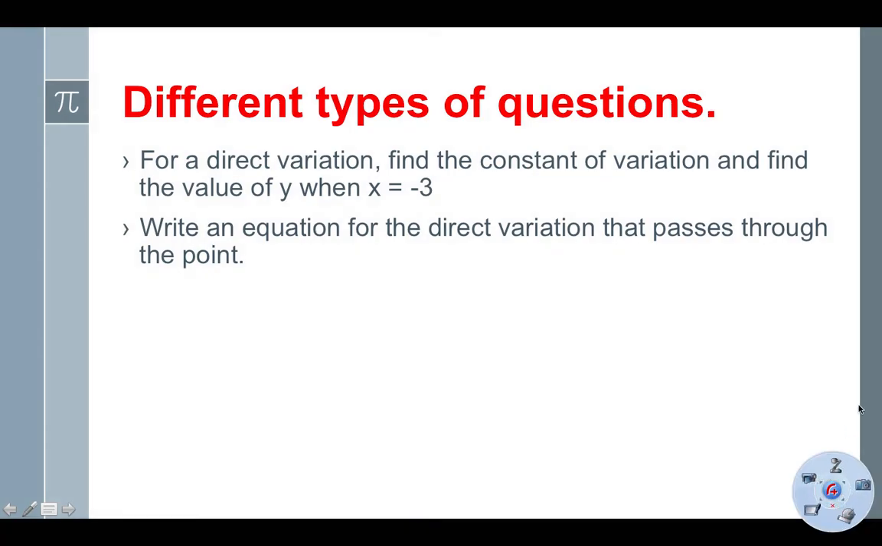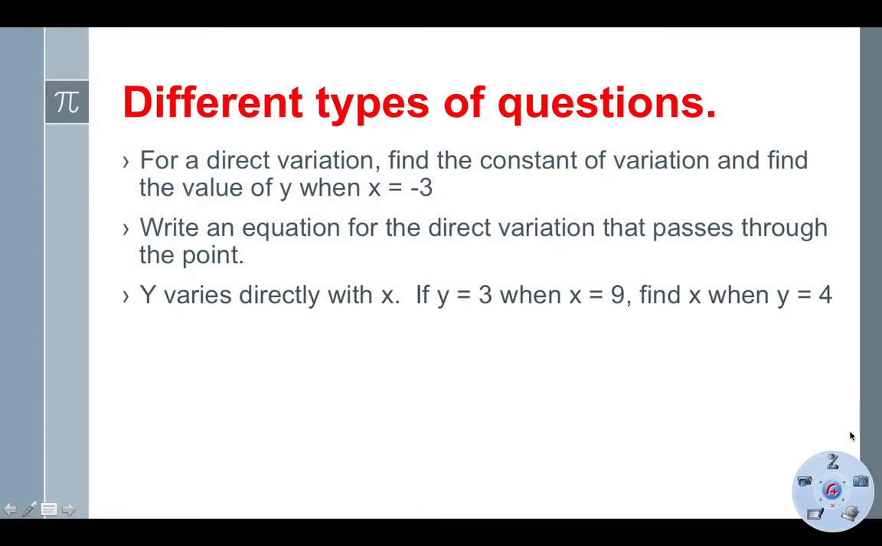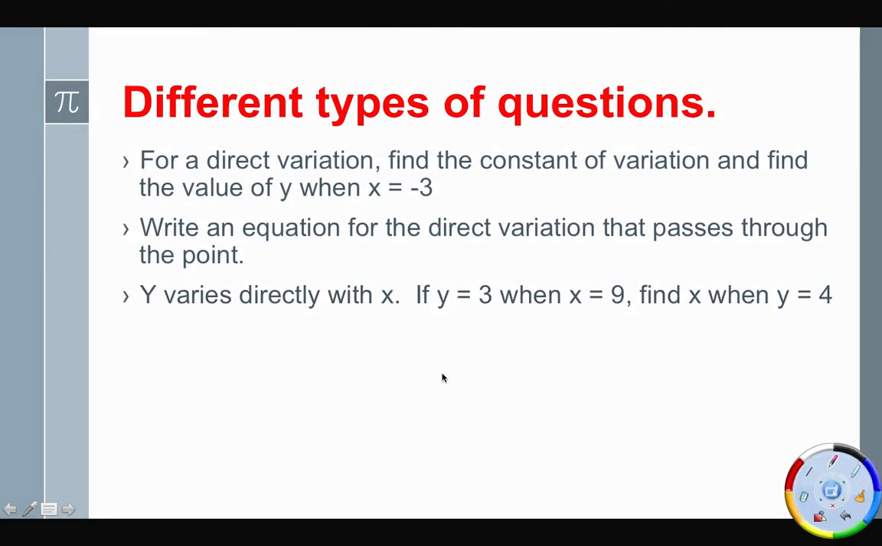All right, let's try something else here. There's, I think, 2 more here. So here's one of those good questions. It's kind of the same thing as the first one, but I wanted you to see the different way the question can be asked. So here it says y varies directly as x, or directly with x. And it says if y is 3 when x is 9, find x when y is 4.